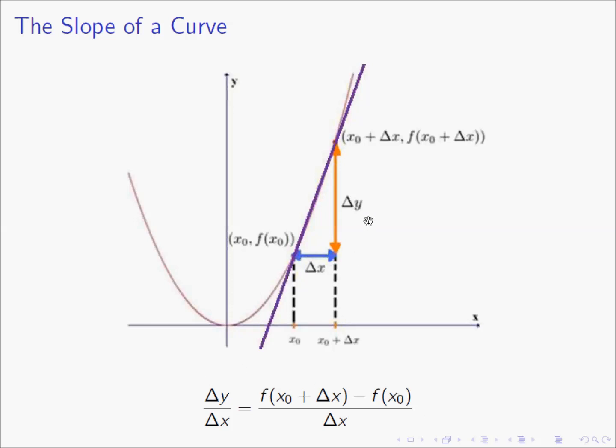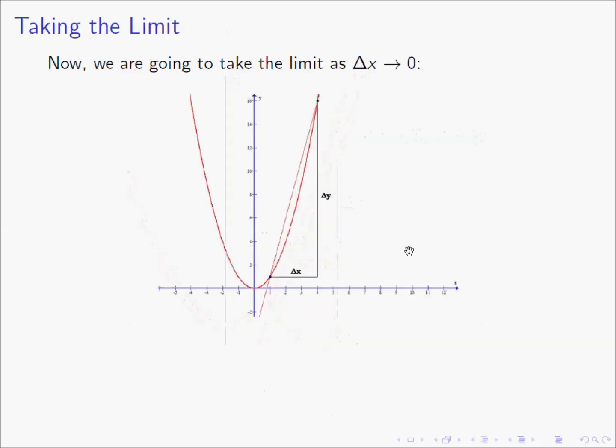So let's see what happens graphically when delta x approaches 0. Here we have the secant line, here we have delta x and delta y. If we take delta x smaller, we get this graph. If we take delta x even smaller, we have this. And if we continue like this and take the limit as delta x approaches 0, we see that the secant line becomes a tangent line. A tangent line is a line that touches the graph only at one point. That's a tangent line.